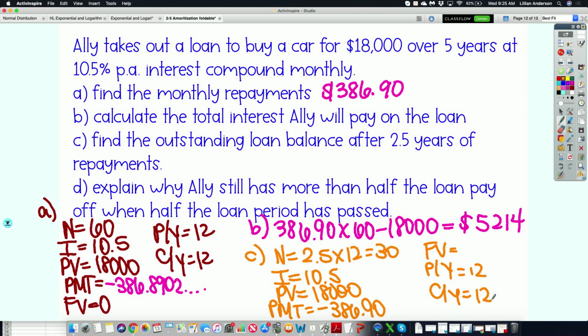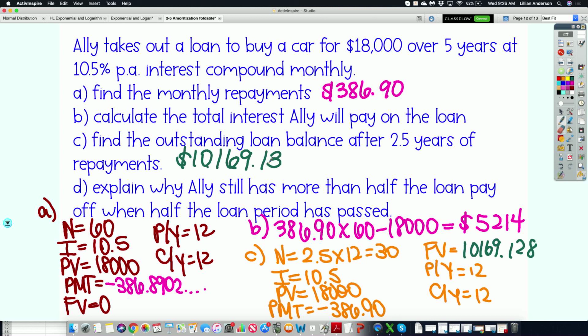So after half of the loan, how much? 10,169.128. So that's going to be 10,169.13. I'm telling you, there's nothing more discouraging than saying, wow, I'm halfway through paying off my car, and I haven't even gotten halfway through the amount that I borrowed.